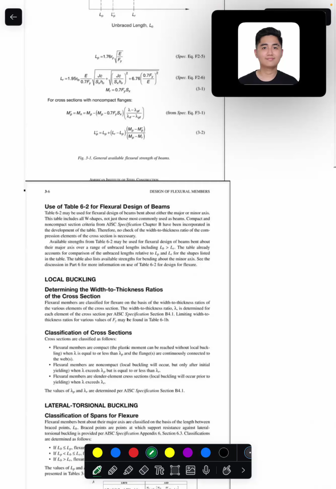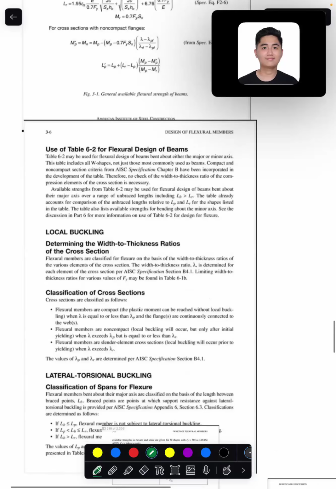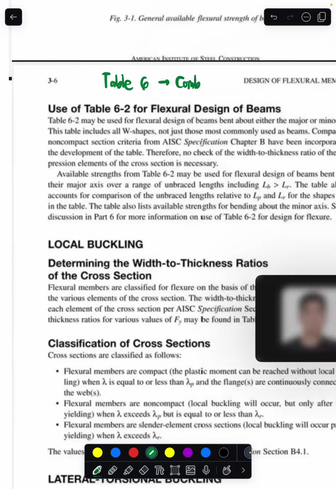Nung panahon namin, AISC version 14, wala pa yung tinatawag na table 6-2. Pero ito ay very particular na, and i-discuss natin on the design involving columns. Kasi table 6 pertains to combined axial and bending. So table 6 is combined axial and bending.